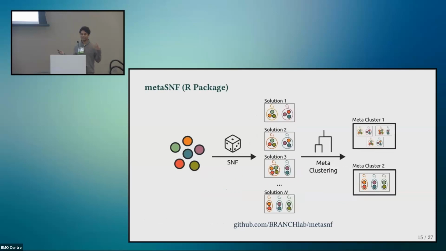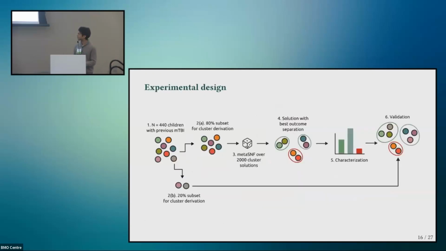And if you're interested or use R in your group, we've developed an R package called MetaSNF that makes it very easy to take raw patient data and get out patient subtypes by just a few different function calls that really combine these two approaches together.